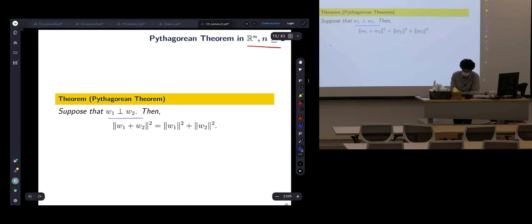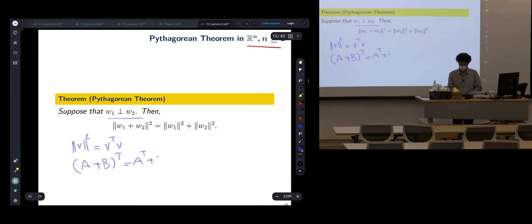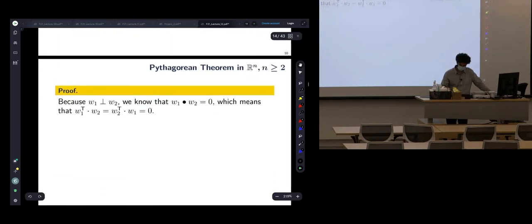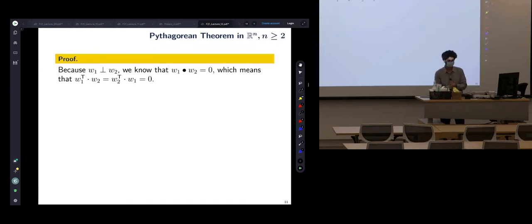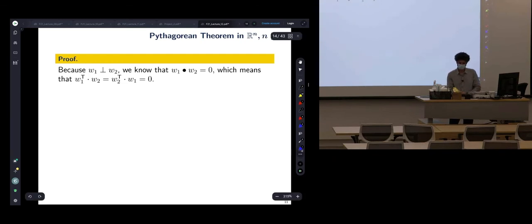Now for that, we're going to rely on the fact that the norm squared of V is V transpose times V. We are also going to rely on the fact that for vectors or matrices, (A plus B) transpose is A transpose plus B transpose. We know these are true from previous lectures. So what we're going to do is first, using the assumption, establish that given that W1 is orthogonal to W2, their inner product must be 0. So whenever we see W1 transpose times W2, or W2 transpose times W1, we know that it's going to be 0.